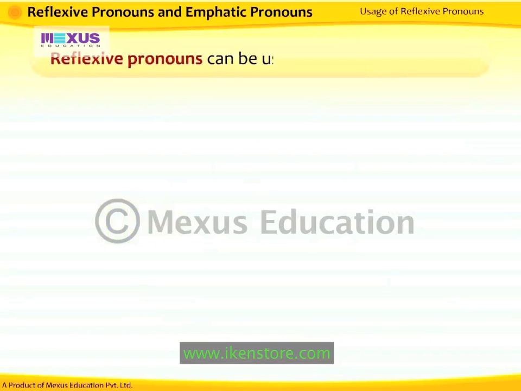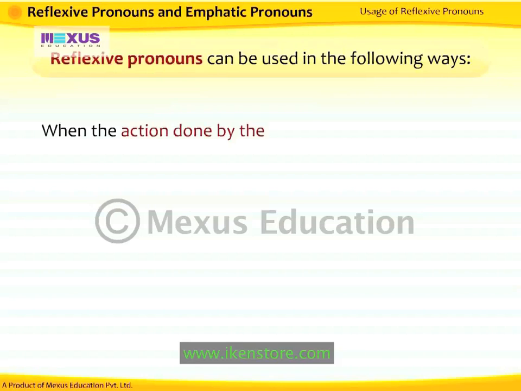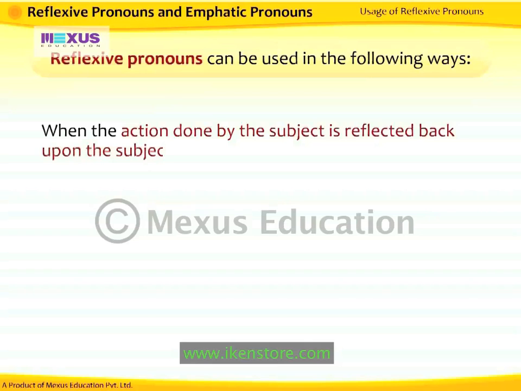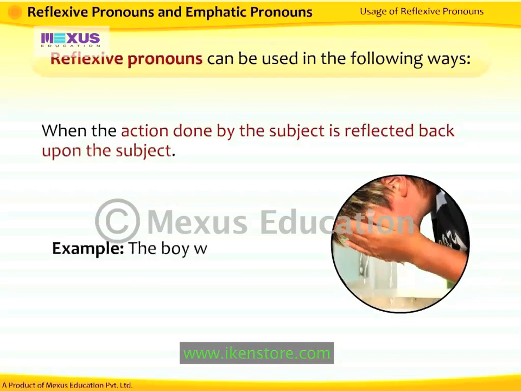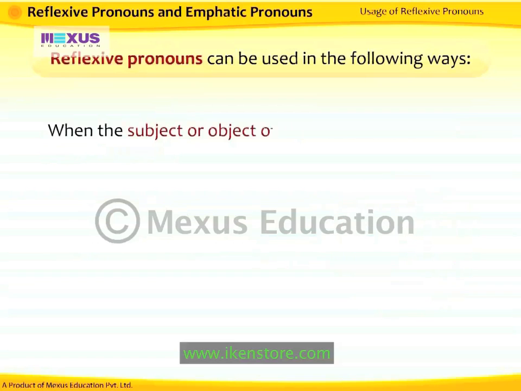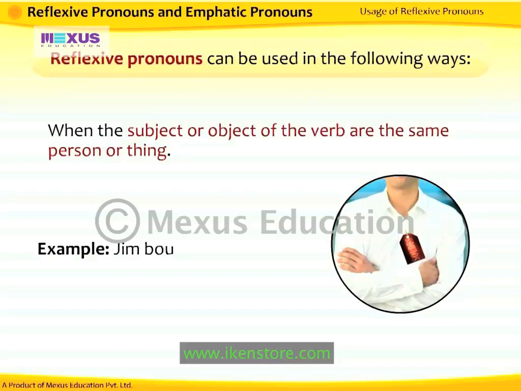Reflexive pronouns can be used in the following ways. When the action done by the subject is reflected back upon the subject. For example, the boy washed himself. The subject boy performs the act of washing his own body. So the action is reflected back upon the subject. When the subject or object of the verb are the same person or thing. For example, Jim bought himself a shirt. Jim is the subject of the verb, but he is also the object of the verb.